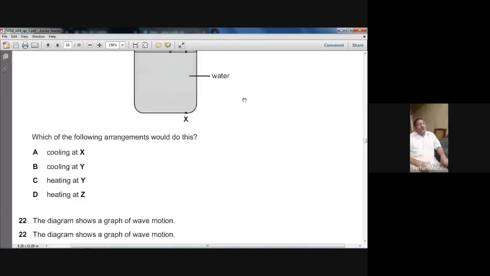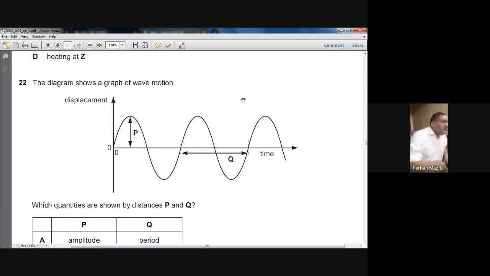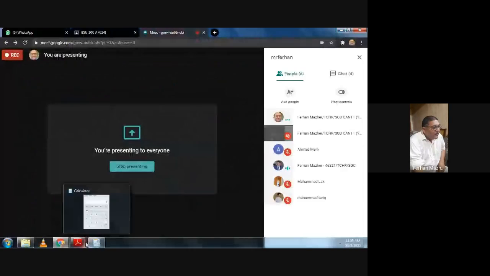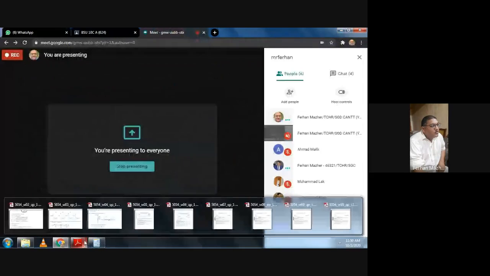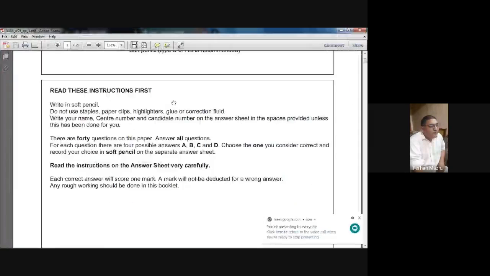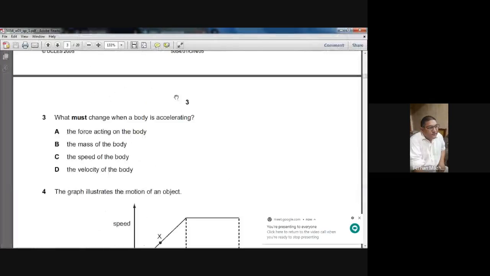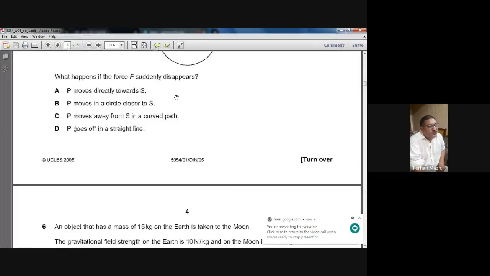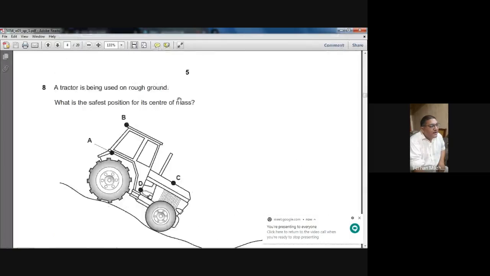So, question number 22 is on the topic of waves. This was the winter 2004 paper. Let's move on. I have just very short time in the class. Let me open the winter 2005 paper and quickly do it. Winter 2005 paper, and it's an MCQ paper. We are doing the questions on the topic of heat.